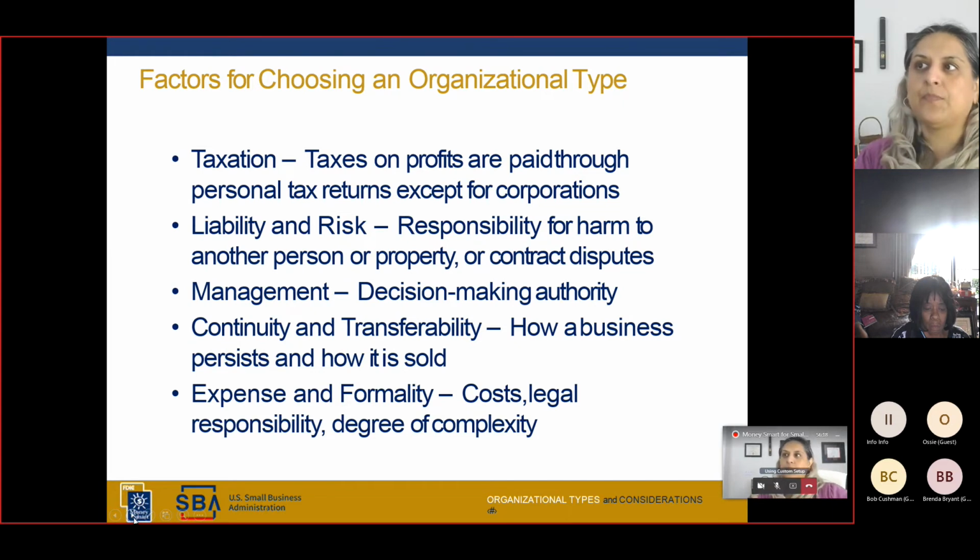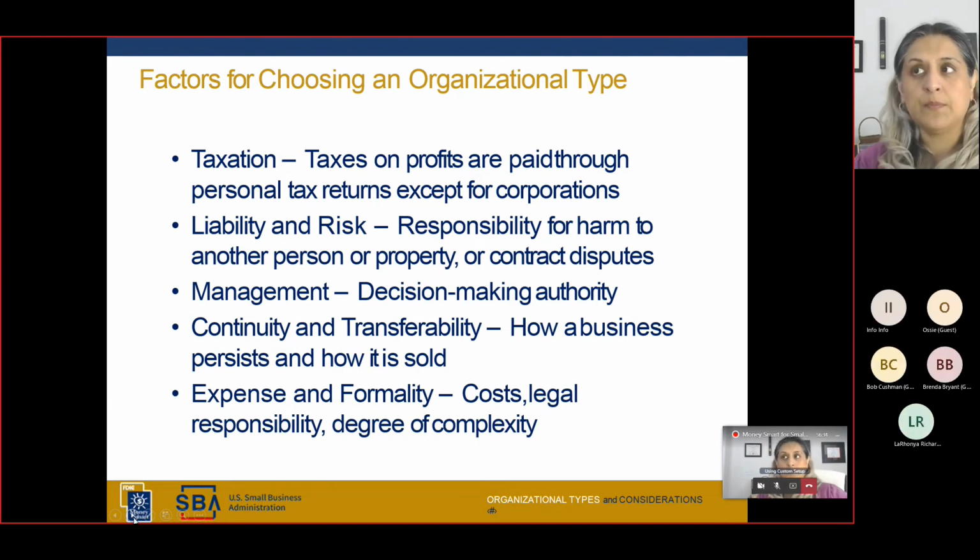For four of the common organizational types: sole proprietorship, partnership, the LLC, and the S Corp, the business as an entity does not pay the taxes. Rather, profits and losses from the business pass through to the owners and are reflected on the personal tax returns of the owner or owners. Taxes are reported on the actual owner's tax returns. Only C corporations as a business entity pay taxes.